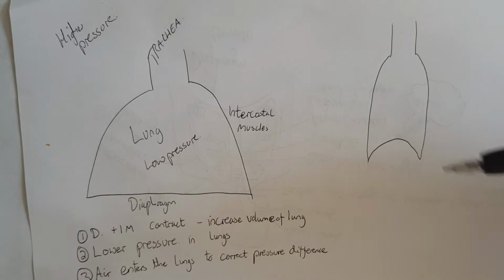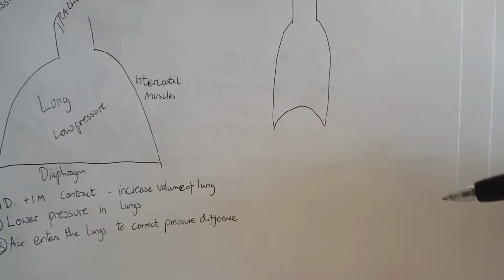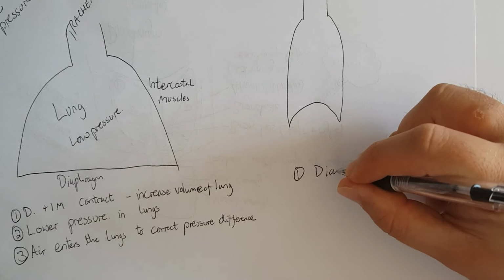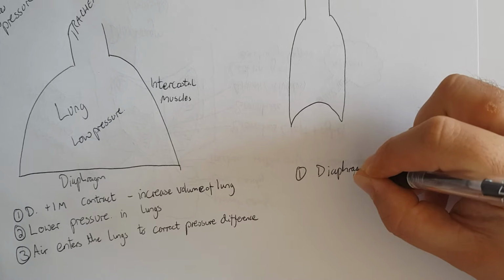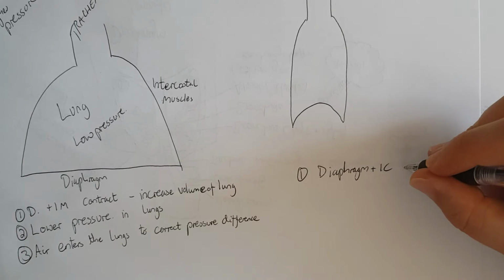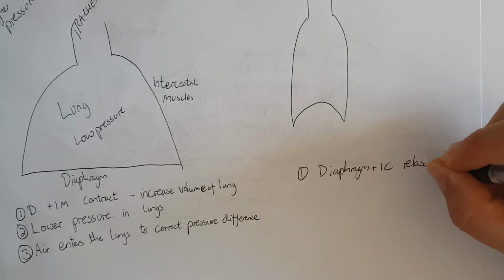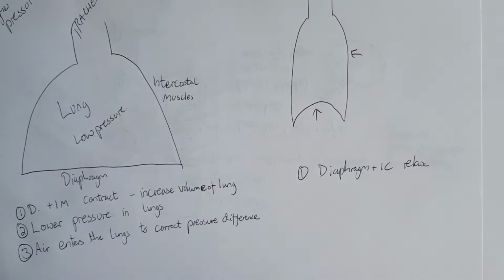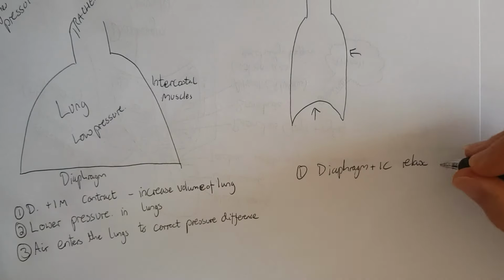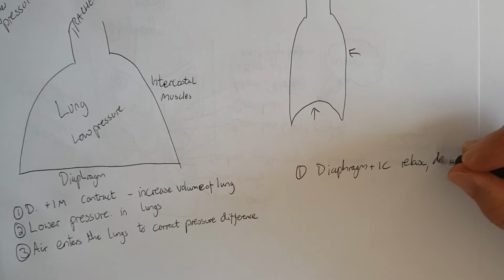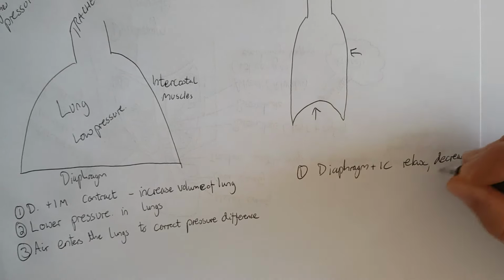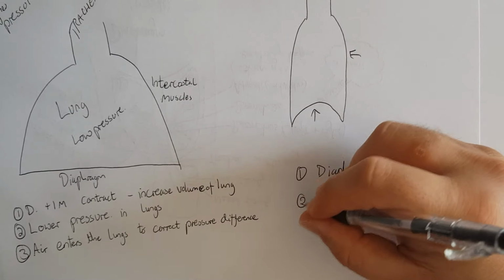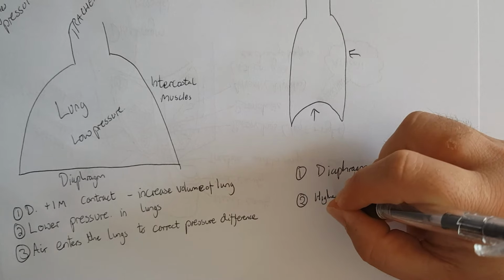Now when we breathe out, the reverse happens. So first off, we have our diaphragm and intercostal muscles relax. So that pushes the diaphragm up and the rib cage goes in. So we decrease the volume. We now have a higher pressure in the lungs.